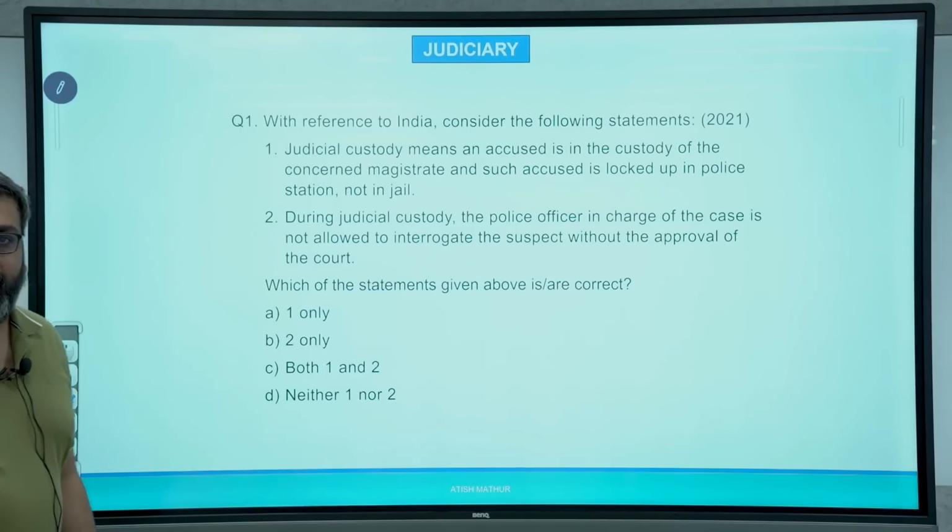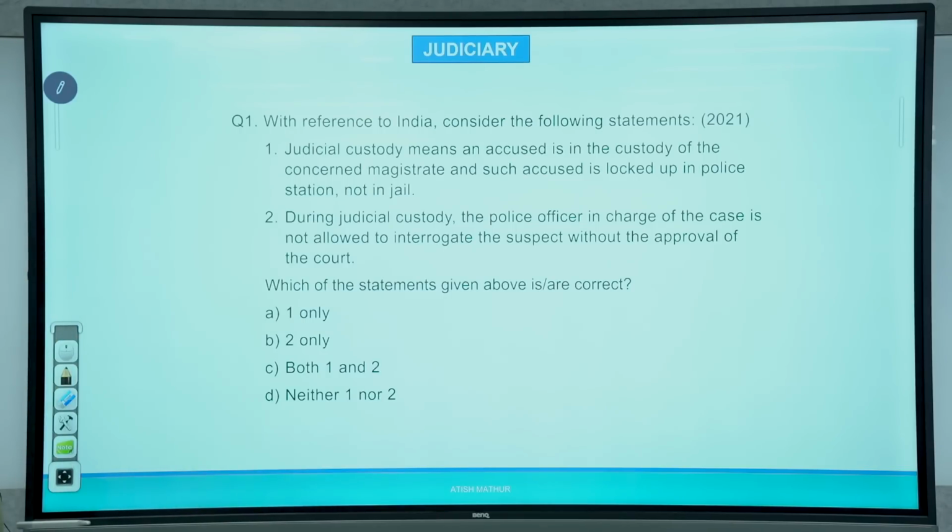With reference to India, consider the following statements. Judicial custody means an accused is in the custody of the concerned magistrate and the accused is locked up in the police station, not in jail. During judicial custody, the police officer in charge of the case is not allowed to interrogate the suspect without the approval of the court. यहां हम लगाएंगे रूल नंबर 3, सेपरेशन ऑफ पावर्स.